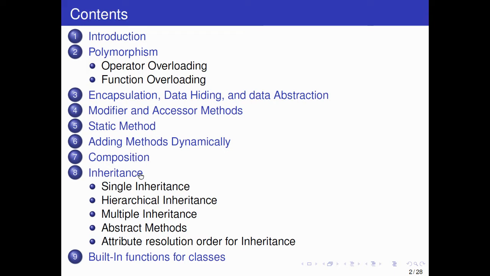Then inheritance. In that we'll have single inheritance, hierarchical inheritance, then multiple inheritance, abstract methods, and then attribute resolution order for inheritance, and at last we have built-in functions for classes. Okay, so these many contents we will cover in this chapter.